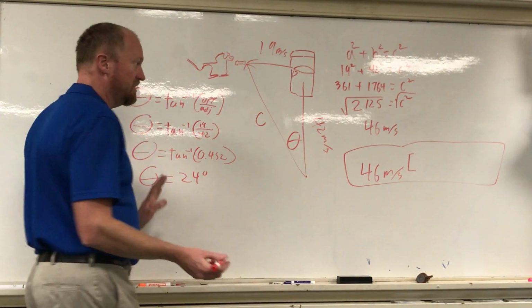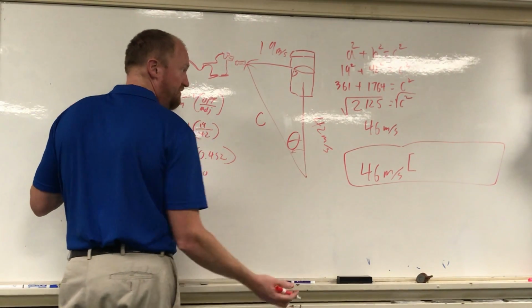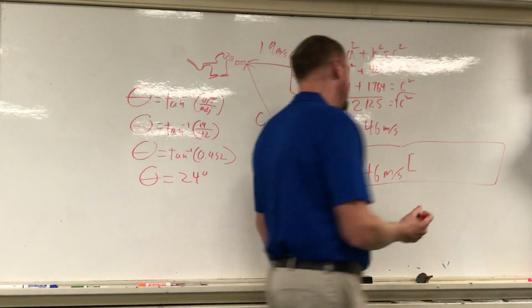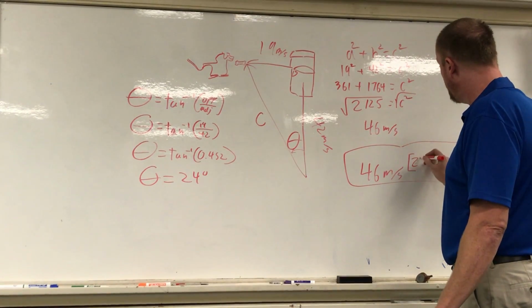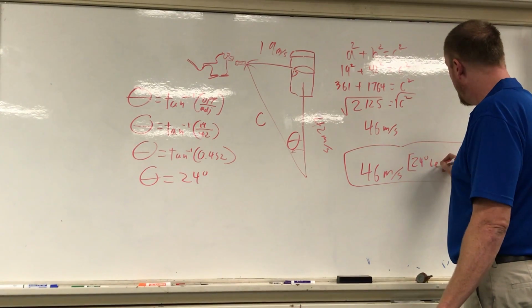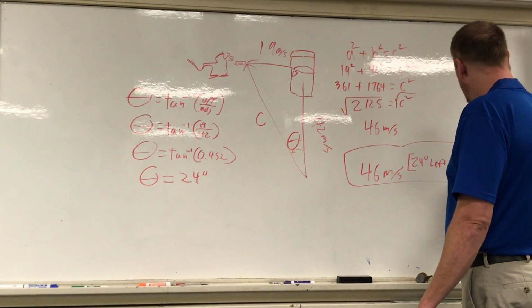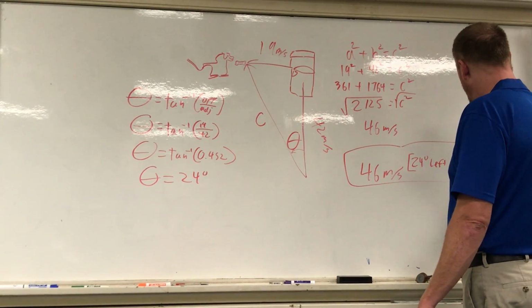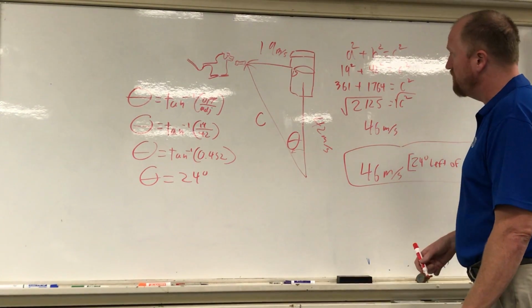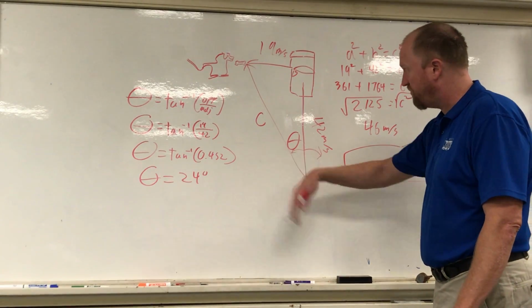Now, 24 degrees, which way is it? In this case, it's left of straight ahead. So this would be 24 degrees left of straight. I never actually tell you what direction the car is going, so left of straight would be fine. You just want to say this 24 degrees that way, not 24 degrees this way, or 24 degrees any other way.